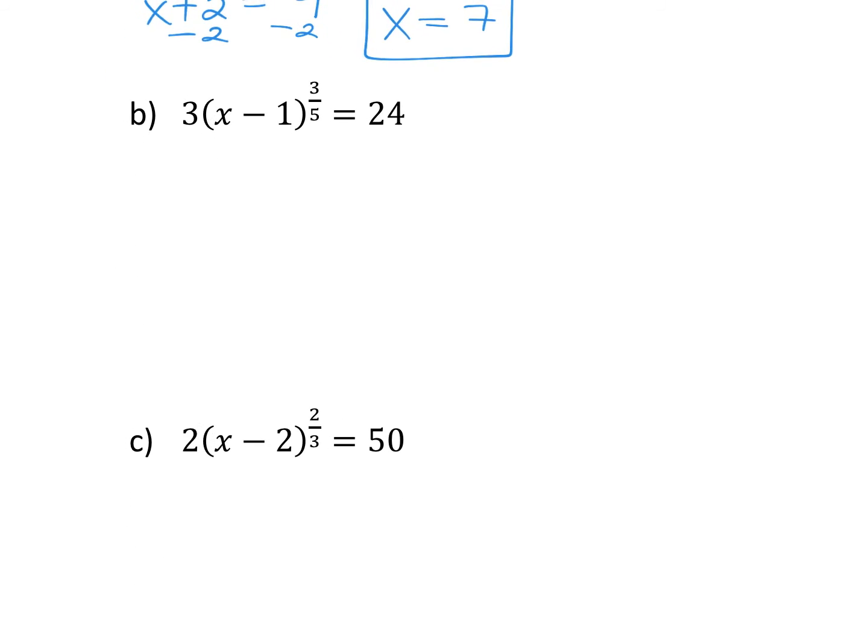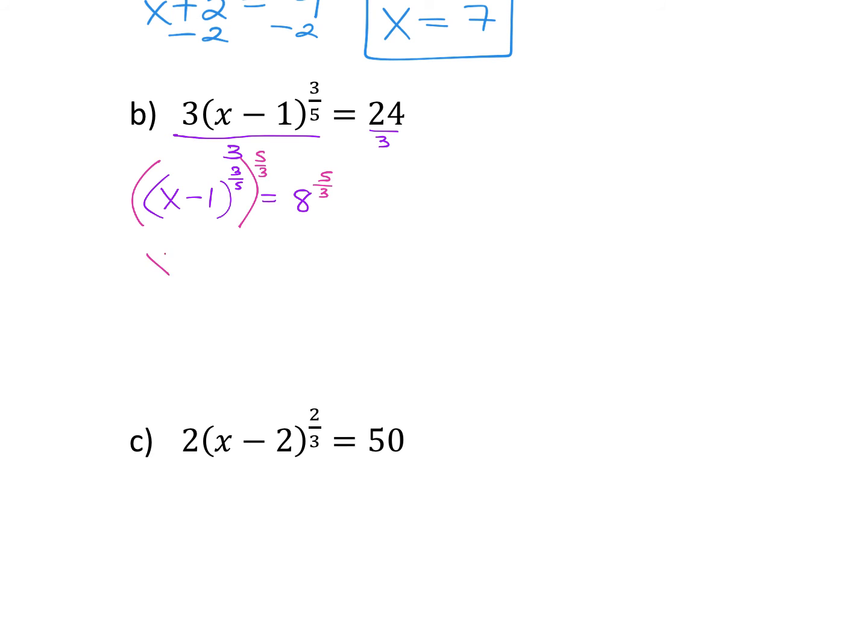Okay, letter B here. Again, first step is to isolate. So we are going to divide by 3, and you get x minus 1 to the 3/5 power equals 8. Okay, what's your next step? Tell your neighbor. Right, we're going to take it to the reciprocal, 5/3. So 8 to the 5/3 power.